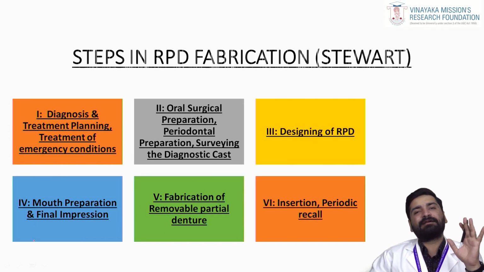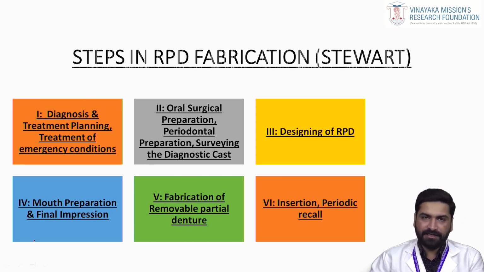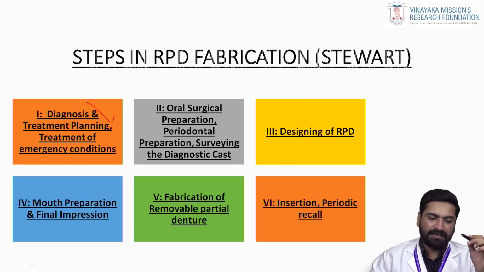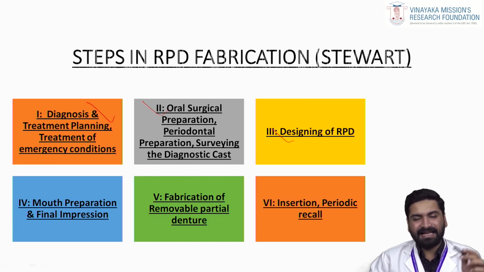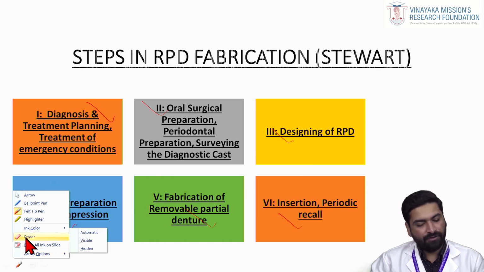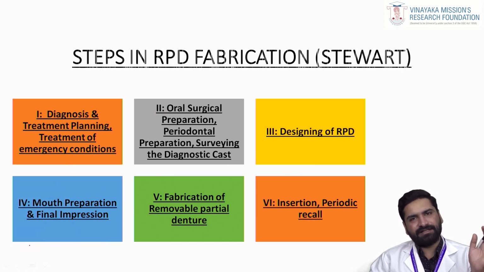In total, there are 6 steps in the fabrication of a removable partial denture. First is the diagnosis and treatment planning, or treatment of any emergency situations or conditions. Then oral surgical, periodontal, surveying of the cast and diagnosis, these are the second part. Third is designing of the RPD. Fourth is mouth preparation. Fifth is fabrication of the removable partial denture, and sixth is insertion and periodic recall. So these are the 6 main steps which we follow routinely for each and every case.